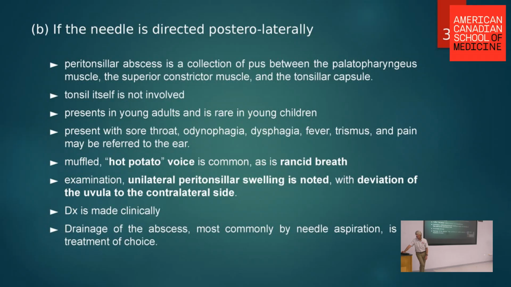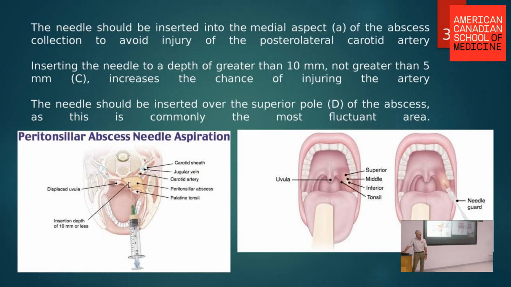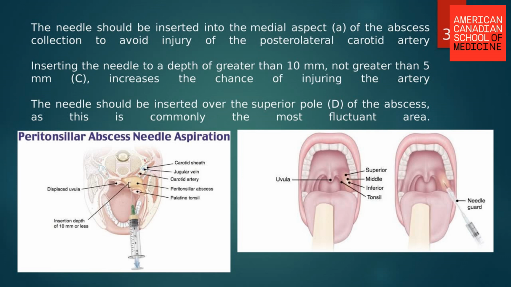Unilateral peritonsillar swelling. Diagnosis is made clinically. You can see that when you have a peritonsillar abscess, if you look at the schematic here on the right, you'll see the unilateral swelling, and the uvula may be deviated slightly.